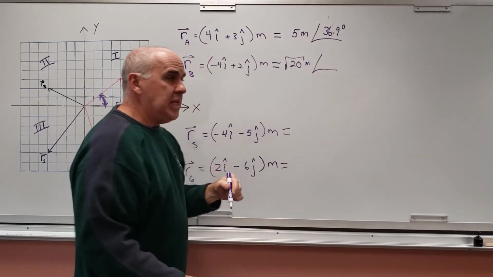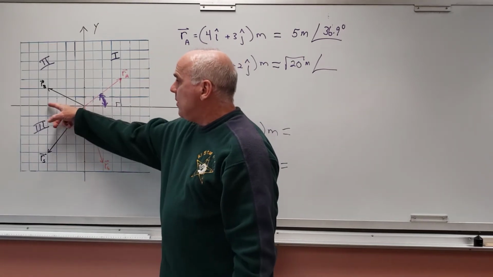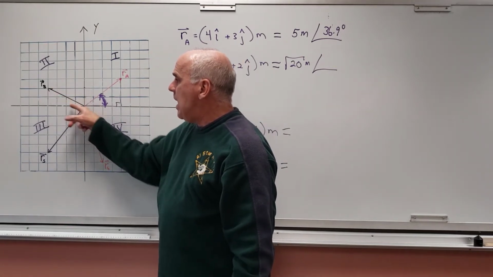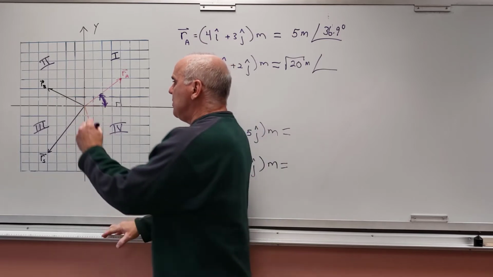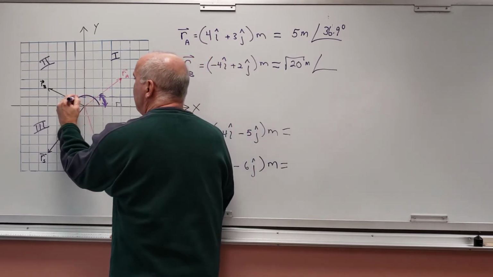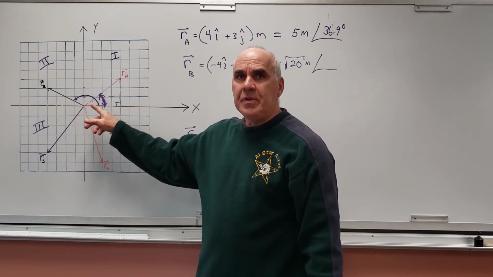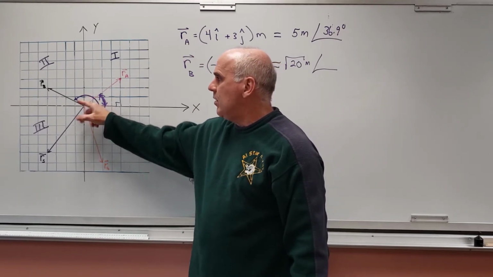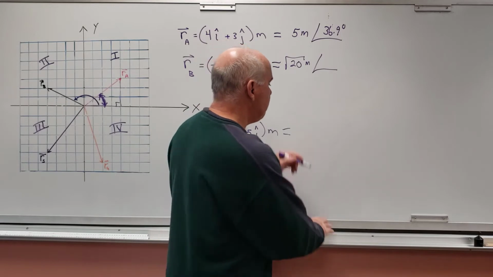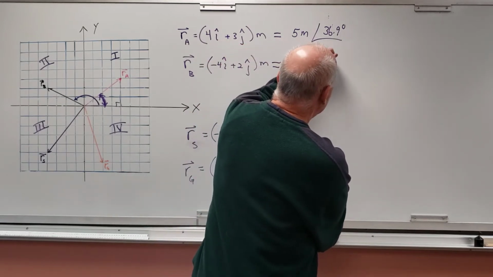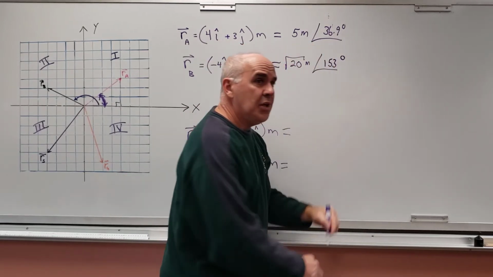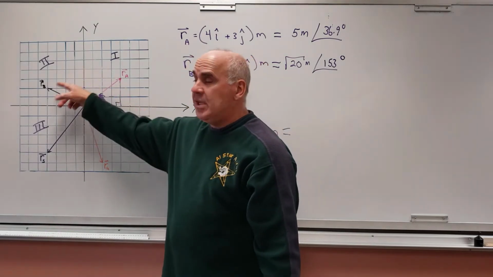And then the angle would be 2 meters in the j and negative 4 in the i. So I'm really going to be measuring all the way around here. So that should be an obtuse angle, right? That should be an obtuse angle, and that turns out to be 153 degrees. All right, so this is 153 degrees with respect to the positive x-axis.